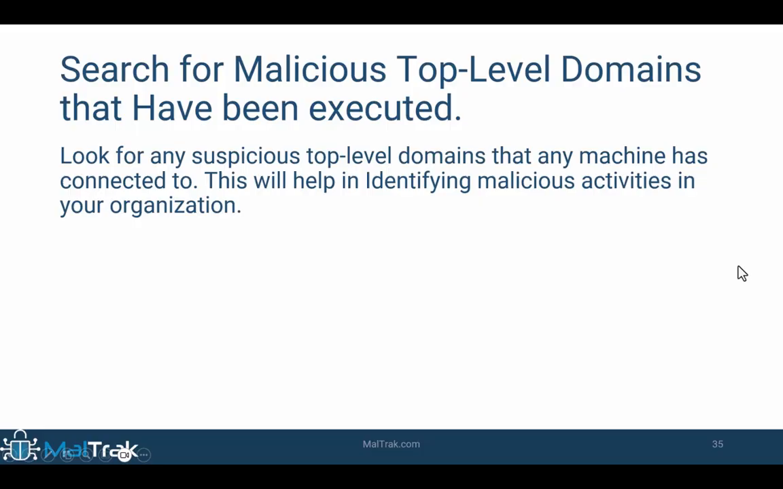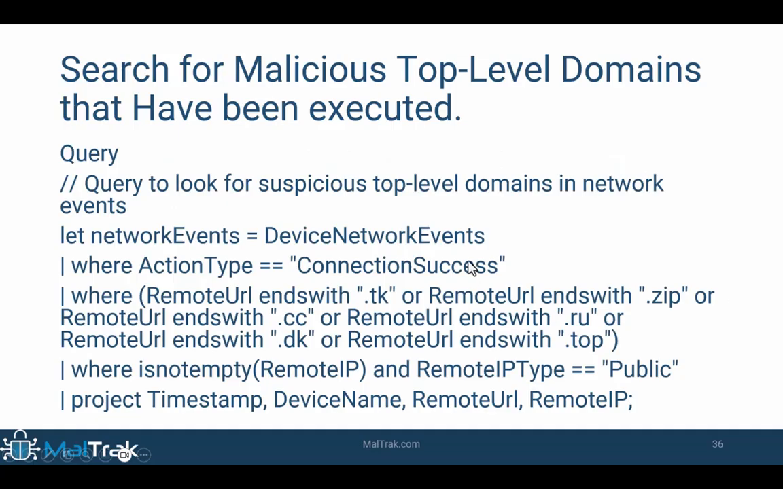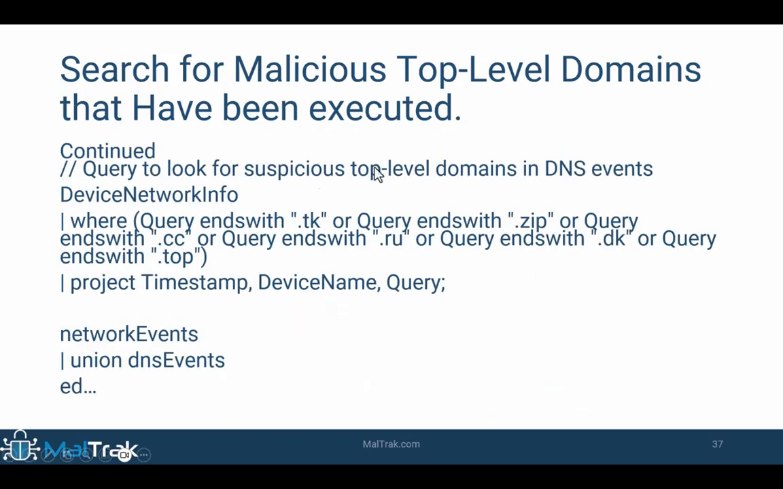So search for malicious top-level domains that have been executed. You can search for any suspicious top-level domains that any machine is connected to. This will help in identifying malicious activities in your organization. You can specify whether the remote URL ends with TK, CC, DK, RU for Russia. So that's specific to where you are in the world, and remember that your cyber threat intelligence is going to guide you with that. So that's continued searching for malicious top-level domains that have been executed.